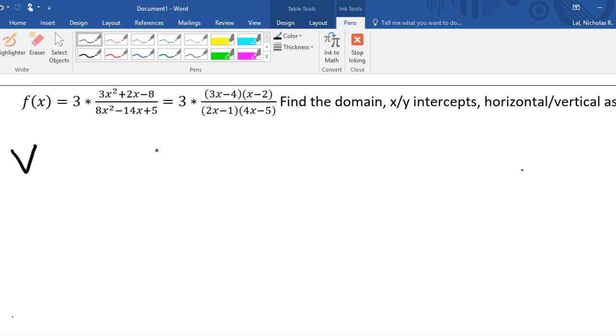We're good? Okay. Unfreeze. So find the domain, x-intercepts, horizontal and vertical asymptote. So I think it makes sense to start with the vertical asymptote. And the reason why is, come on.